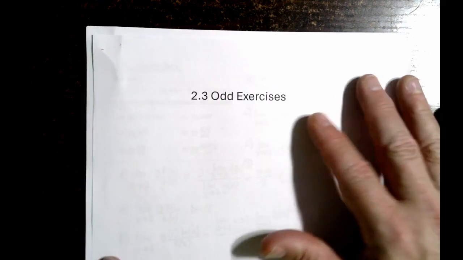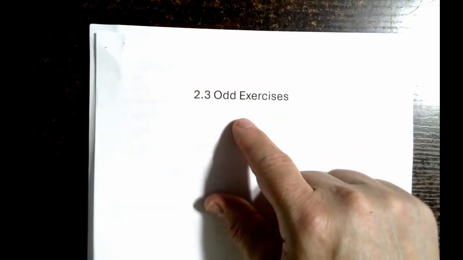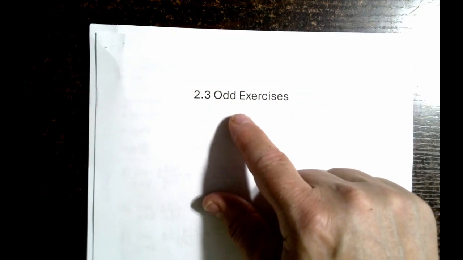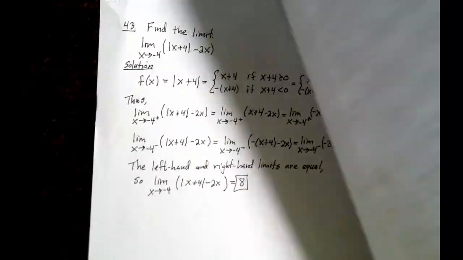Alright, so before I start going over the WebAssign questions, or the similar WebAssign questions, I wanted to point out that when you print out your notes for section 2.3, you also get the odd problems completely worked out. Question 1, 3, 5, 7, 9, all the way through to question 43. So if you really want to learn the material as well as possible, I recommend you look at the odd exercises as well. So let's look at the first one.